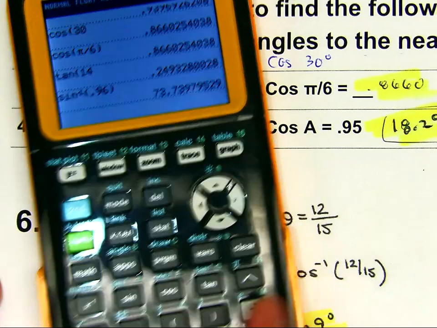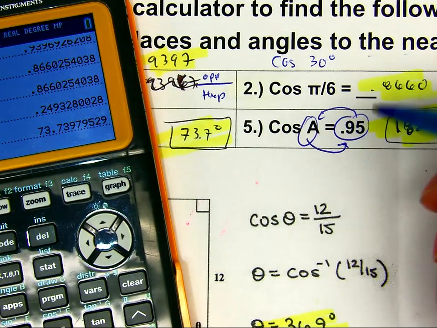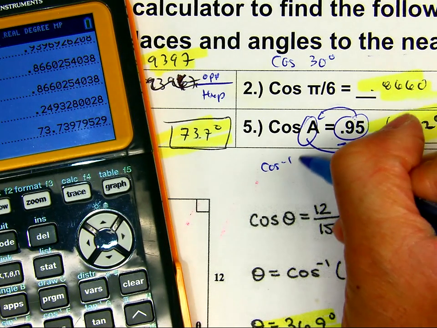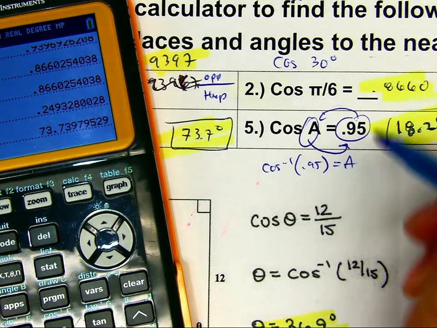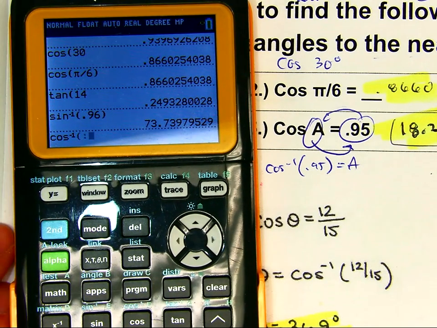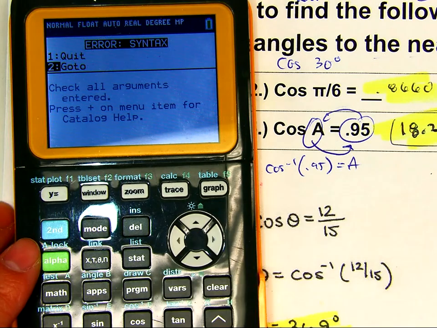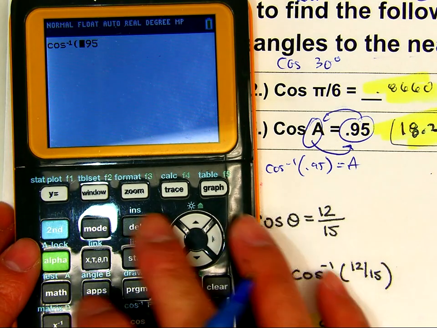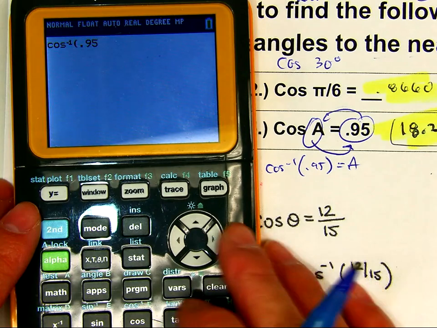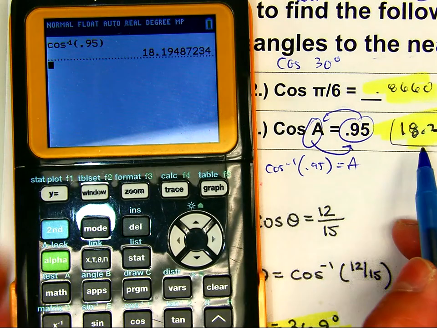Same thing for cosine. Then I do the inverse because I did the switching of the arrows. 0.95 equals A. Here's my calculator ready equation. Second cosine, and I get approximately 18.2 degrees.